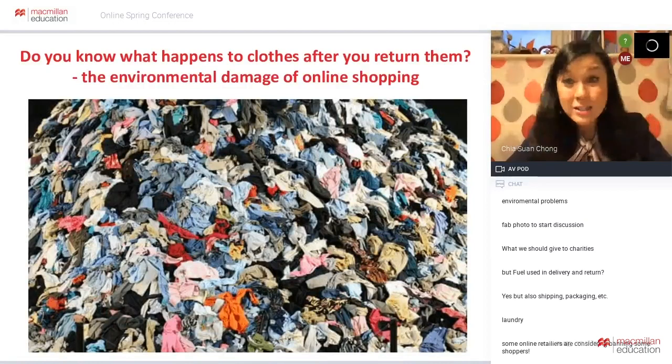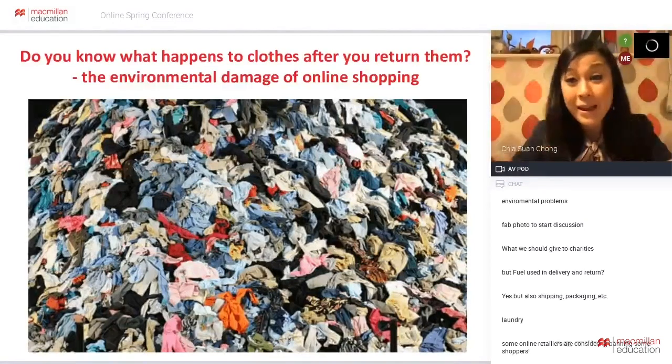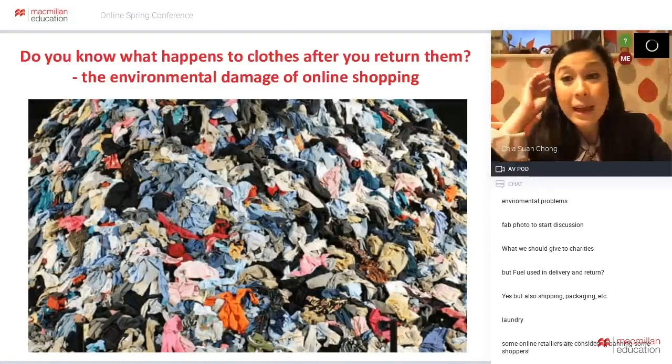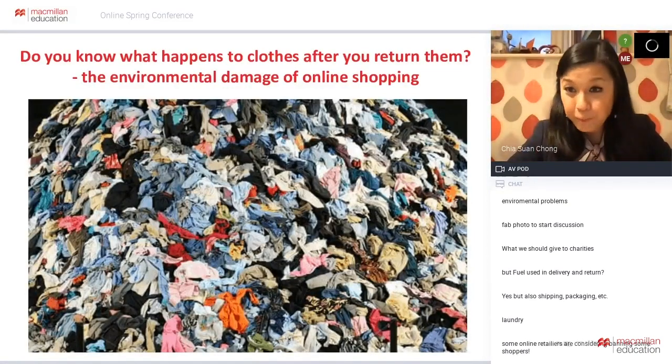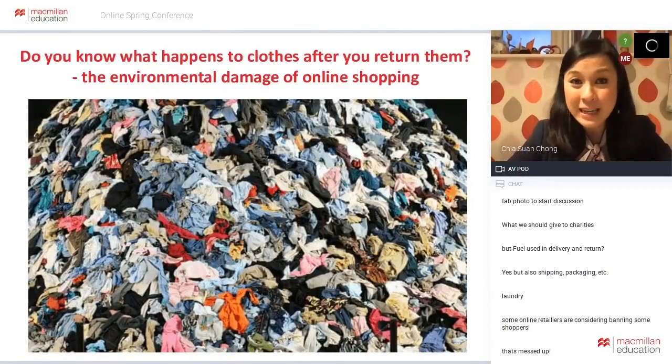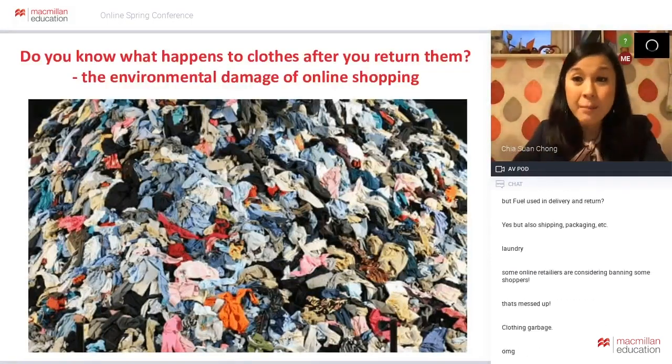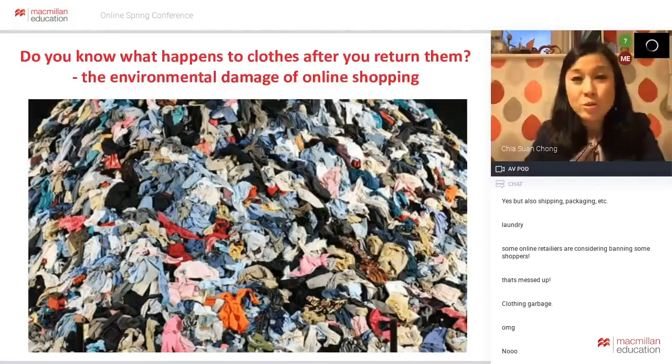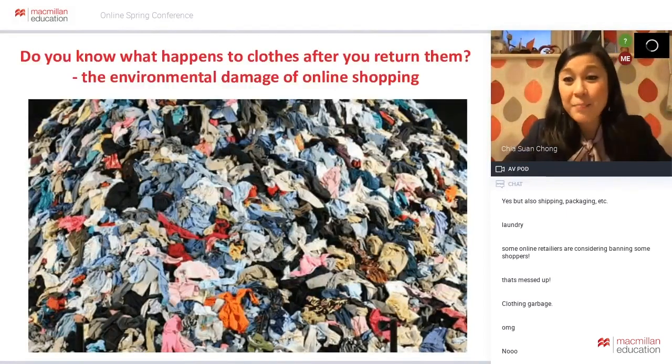But newspaper reports have suggested that the clothes that we send back don't actually get resold. The clothes that we send back get thrown into landfill because it costs a lot less for the online retailers to throw those clothes away than to get someone to sort through which clothing items are damaged or not damaged, which are suitable for resale or not.